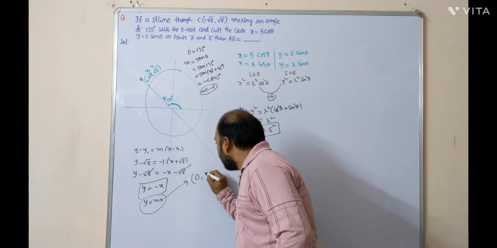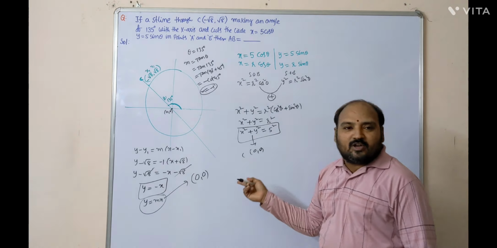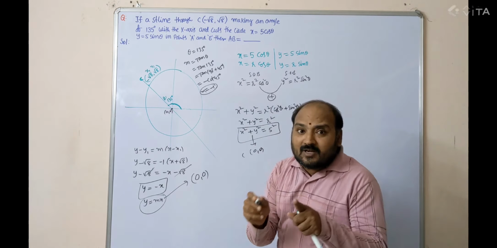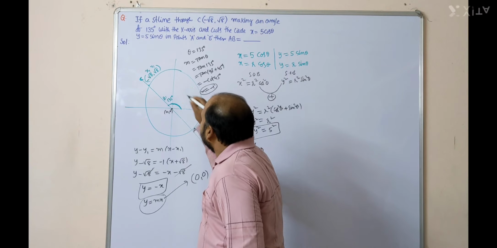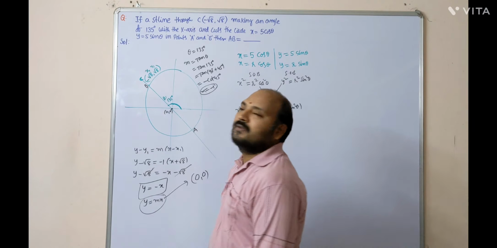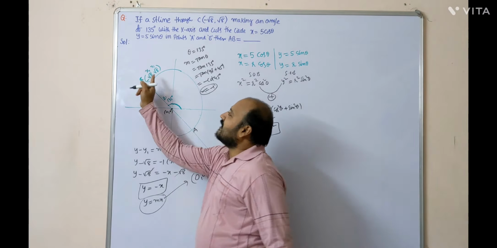Obviously this is also passing through the center only, the origin. Center of the circle is what? 0, 0. Center of the circle is 0, 0. Whenever the line passes through the center, it is absolutely a diameter. This is passing through this point, but this point is not lying on that. So this AB is the diameter only, no?